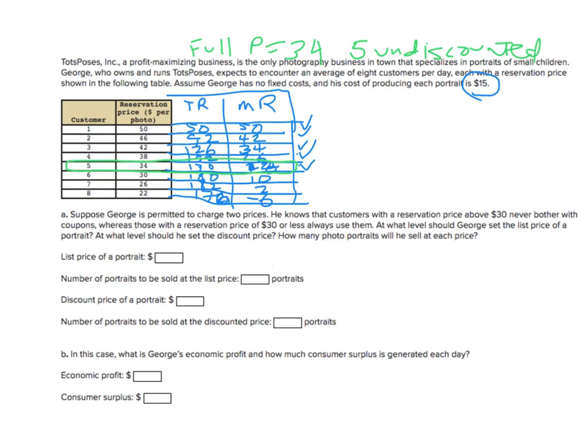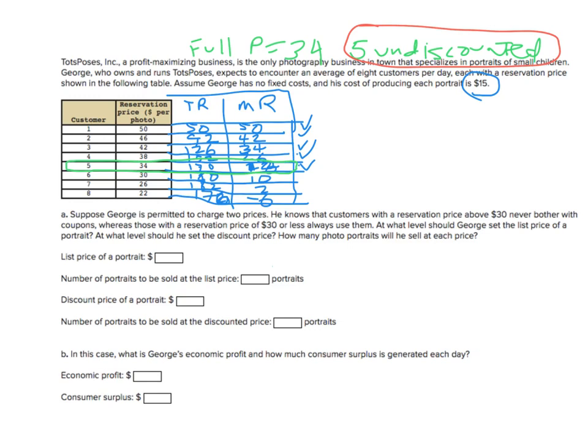Now we're asked to figure out his coupon price. And he knows that people with reservation prices of above 30 never use coupons. So the 5 undiscounted sales are not going to be tempted to use the coupon. So he's not undercutting his own full price business by operating a coupon. This is a special case, but it's just so the math stays easy. It's a little more complicated if he might eat into his full price sales by offering a coupon.